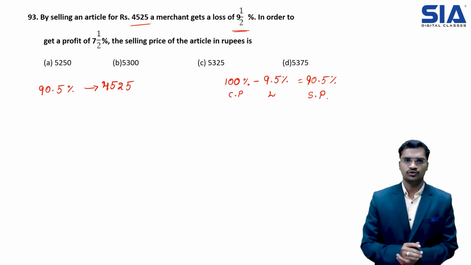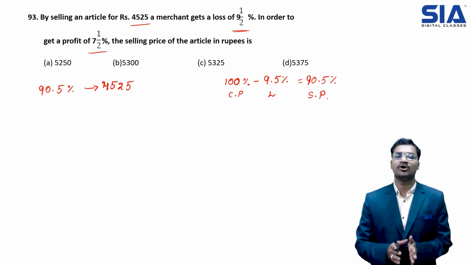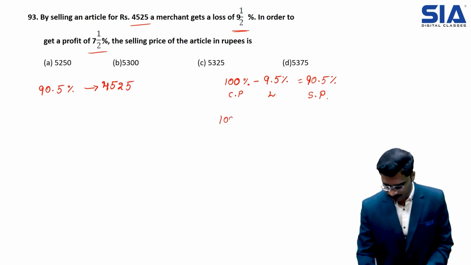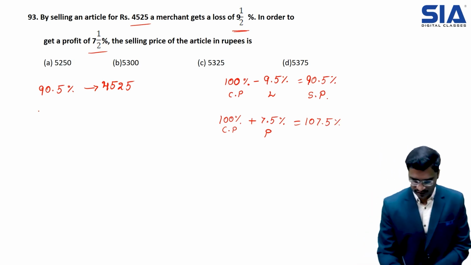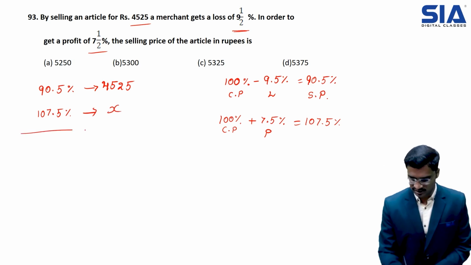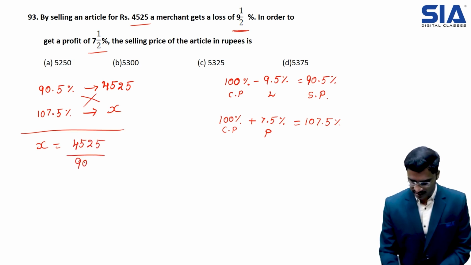So what we should find? We should find the selling price when we are getting 7.5% as profit. So 100% is our cost price. Now we are getting 7.5% profit. Then selling price is 100 plus 7.5, which is 107.5. So we should find the value of 107.5%. Let us assume this value as X. So cross multiply. Then the value of X will become 4525 divided by 90.5 into 107.5.